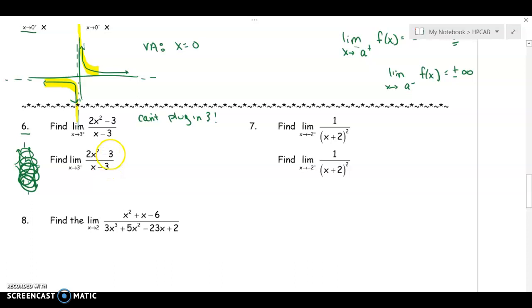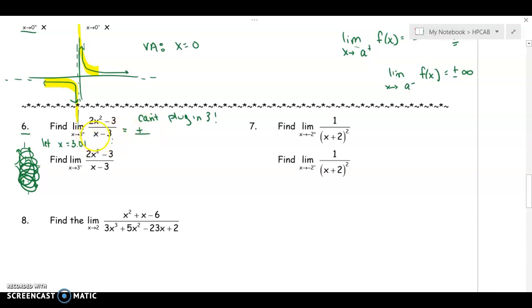We can't plug in 3. Since we're coming from the right, that means we're coming from numbers that are bigger than 3. So we're going to let x be a little bit bigger than 3. Let x equal 3.01. You can pick whatever you want. I'm just making it a little bit bigger than 3. When you plug it in, it doesn't even matter what the specific number value is. If you do 3.01 squared times 2 minus 3, you're going to get some kind of positive value.